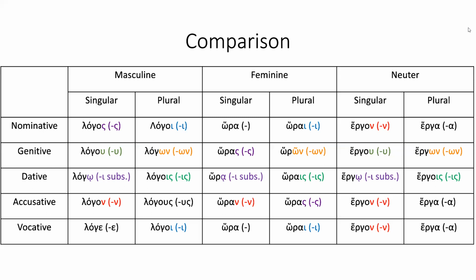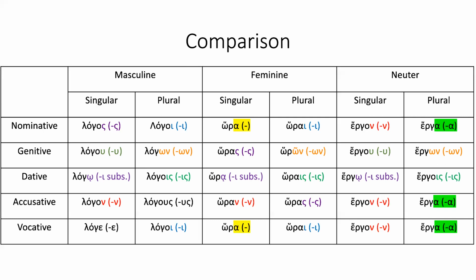Now, this is interesting. The nominative singular masculine, the genitive singular feminine, and the accusative plural all end in sigma. And it's a little more complicated than that, but it is interesting to note these sigma endings. And also notice here I ran out of colors, so I had to go to highlighter, that the feminine nominative and vocative do not have an ending. It's just alpha. While the neuter plural always ends in alpha.